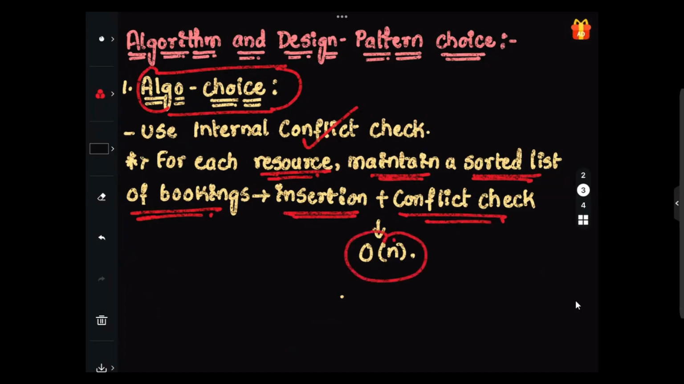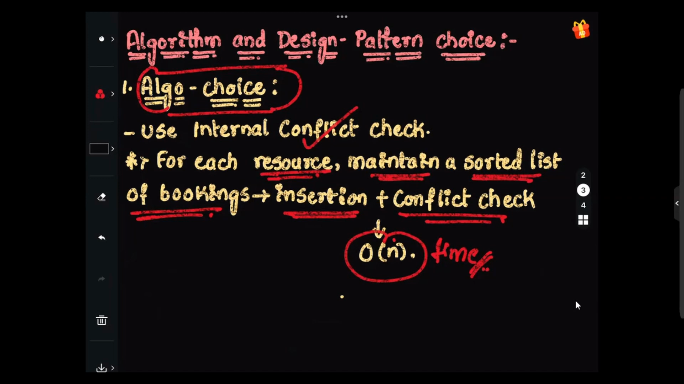Both are of big O of n time. Just remember this one. Next, let's go with the design. In simple terms, we'll be going with the internal conflict check algorithm. Next, let's move on with the design pattern choice.